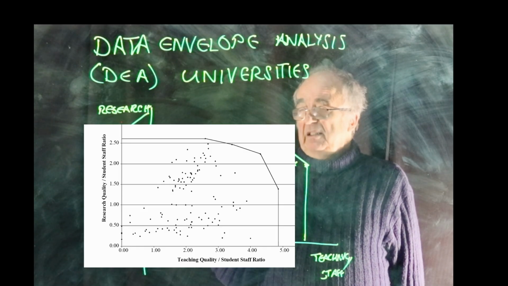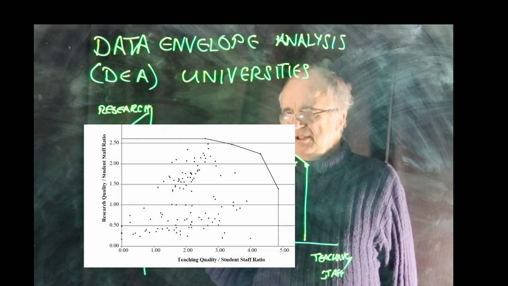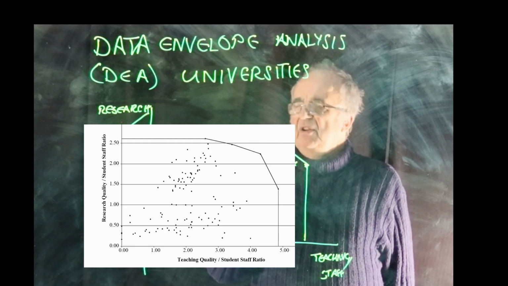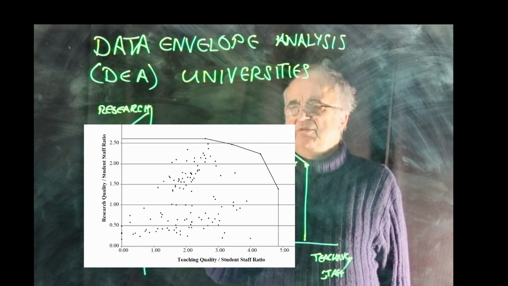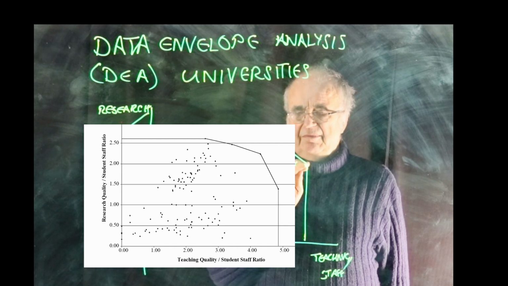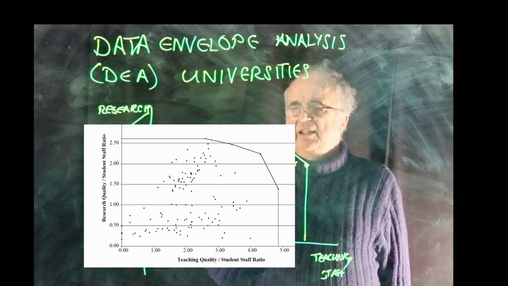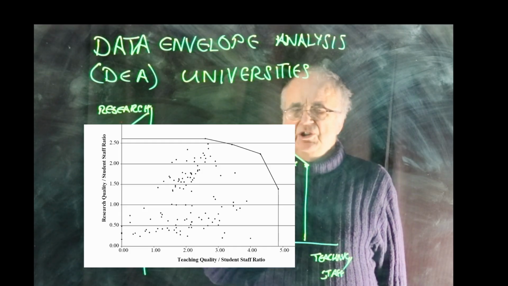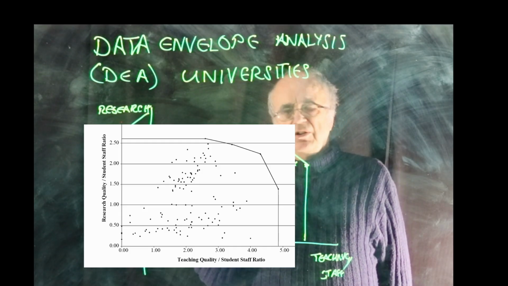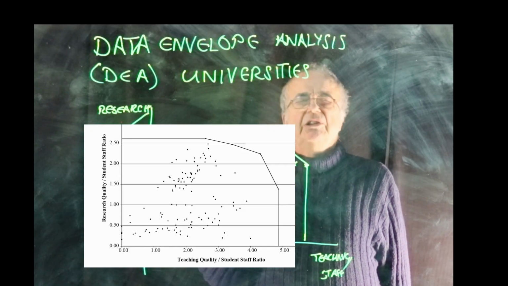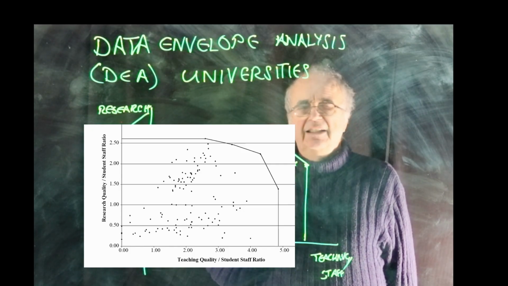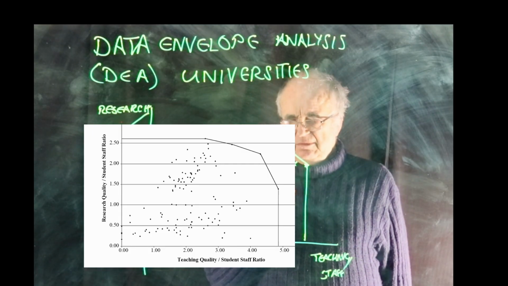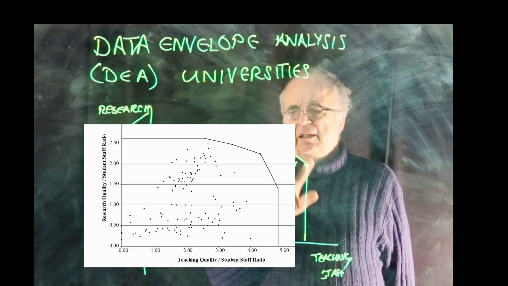In 2005 or 2004, where the data came from for this study, the University of the Arts in London was right here on the boundary. University of Lancaster was right on the boundary. University of Wales College Newport right on the boundary. Institutions that were not super wealthy, but were actually very good at converting what they had into outputs, were at the boundary.